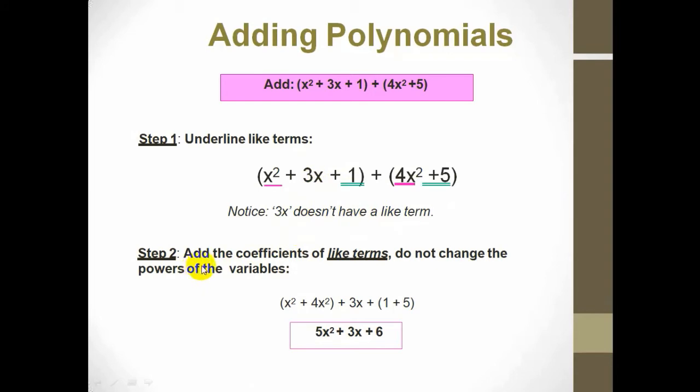Then in the second step, add the coefficients of the like terms and do not change the power of the variable. It means do not add the powers. Simply add the coefficients of the like terms. We can add two polynomials by this procedure. First of all, underline the like terms and then add the coefficients of the like terms. For example, x square plus 4x square, these two are like terms. So the coefficient of x square is 1 and the coefficient of x square in this term is 4. So 4 plus 1 is 5. 5x square plus 3x, and 1 plus 5 are like terms. 1 plus 5 is equal to 6.